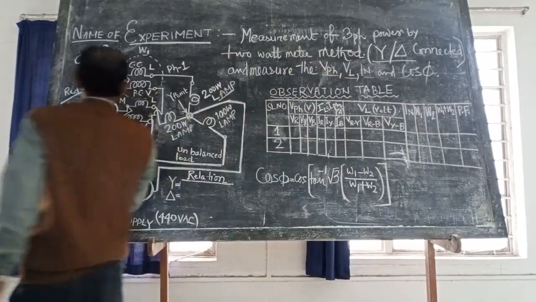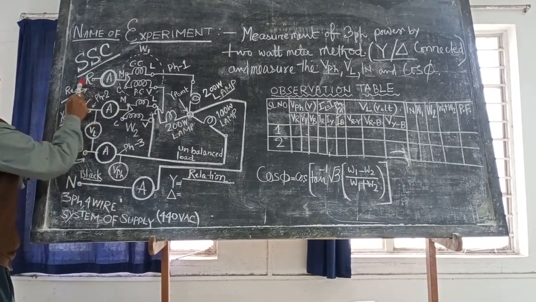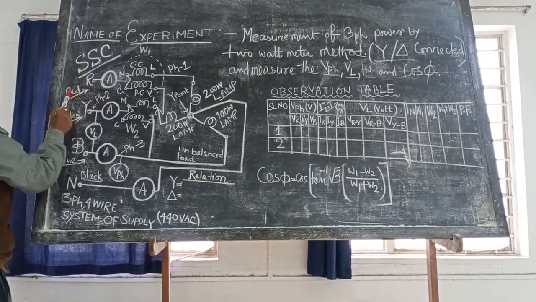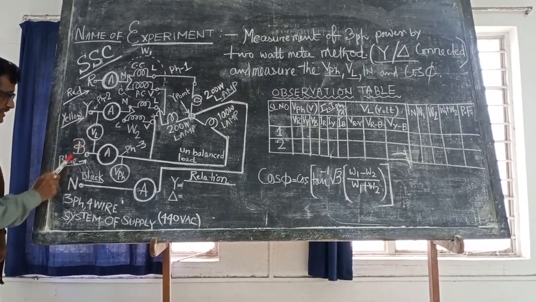Here you see the circuit diagram. This is the three-phase star connected. This is the R phase, R means red phase. This is the Y phase, meaning yellow. This is the B phase, meaning blue.